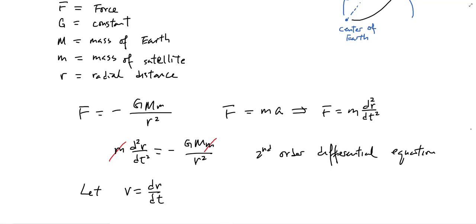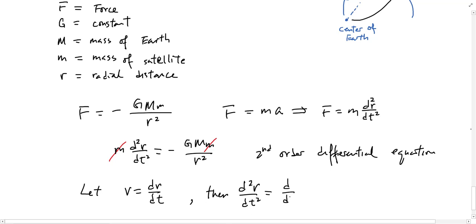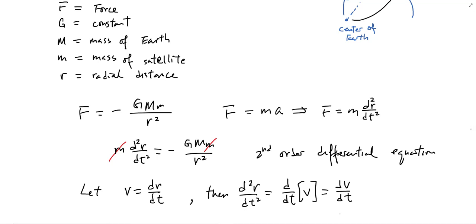And interesting thing enough is if v is equal to dr over dt, then I can say d squared r over dt squared is basically just the derivative of v, which is basically dv over dt, which is nice. But of course there's a problem. The problem is I want to avoid using t. Remember, what I want is a relationship between v and r. So I have to somehow get rid of the t.